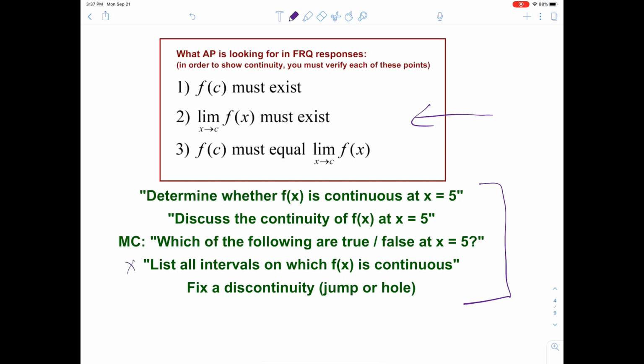This is a good one. List all intervals on which f of x is continuous. So you're going to look for discontinuities and ignore them. And the other thing you might be asked to do is to fix a discontinuity.